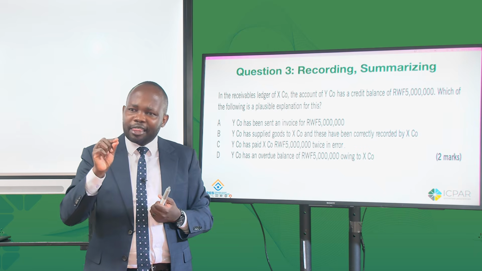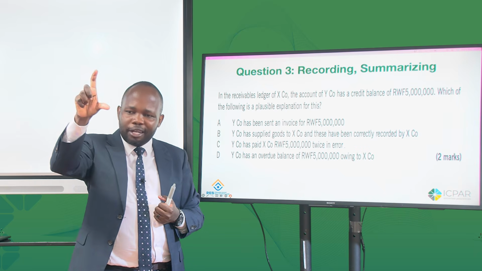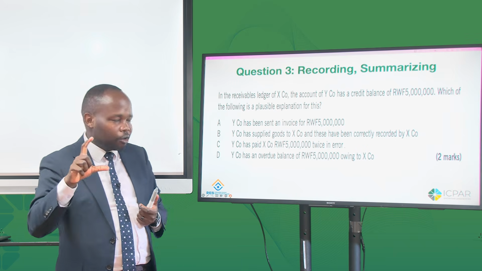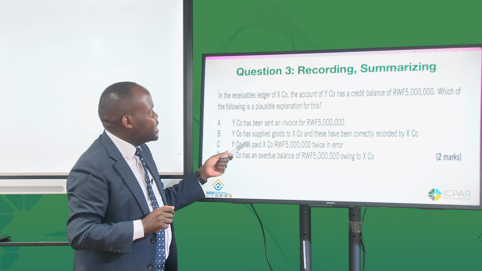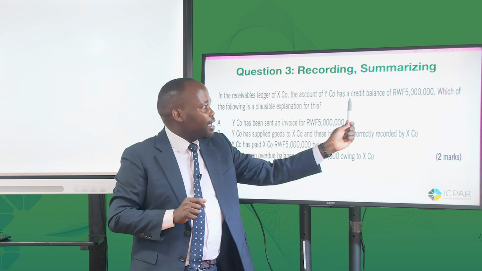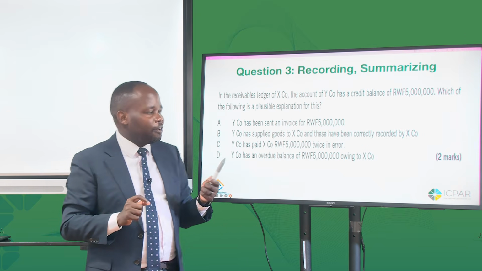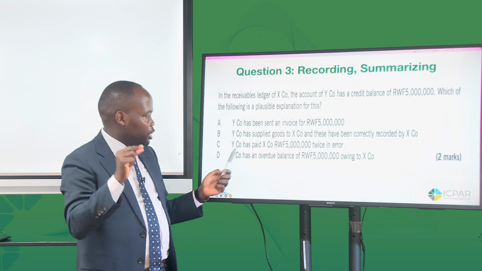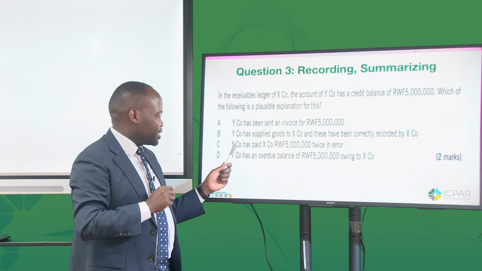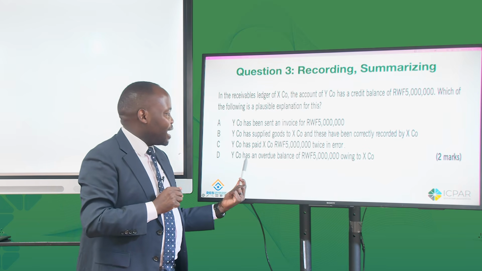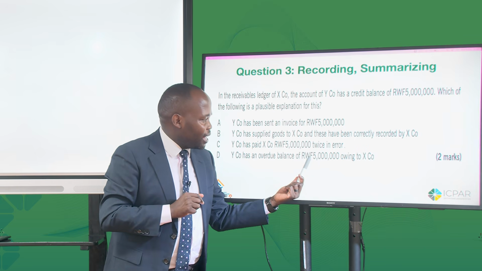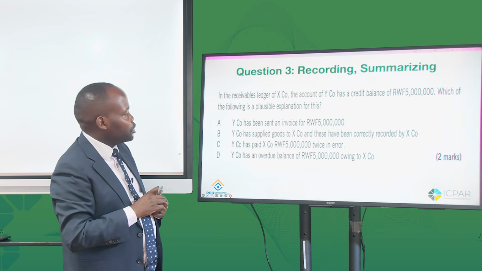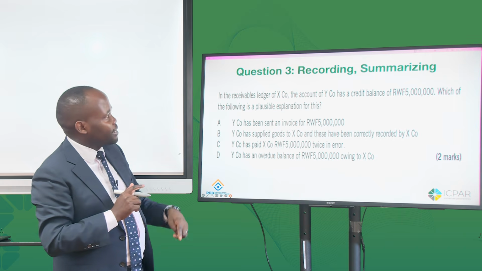It will make the correct entry of 5 million, and there will be an overcast of 5 million on the credit side. So C explains why it will be a credit balance if there was a double posting, not entry. And D, Y has an overdue balance of 5 million owing to X. That's also not true. So the correct answer is C.